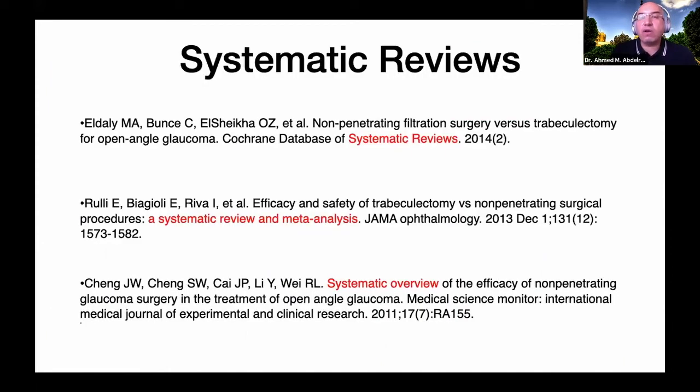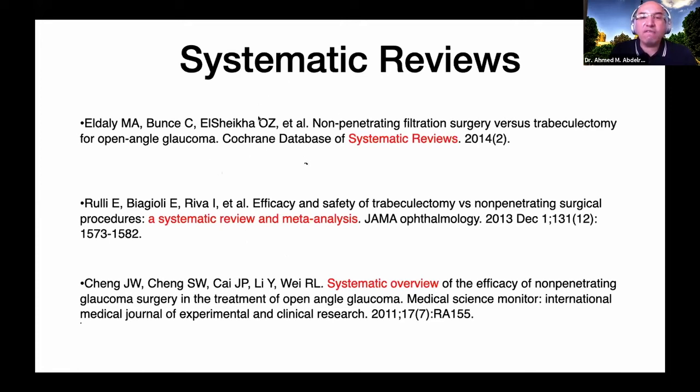There are lots of systematic reviews in this area, and those are some of them. They stated that non-penetrating surgery is definitely much superior regarding safety, while trabeculectomy might be slightly superior regarding efficacy.